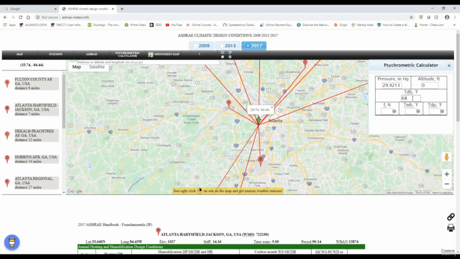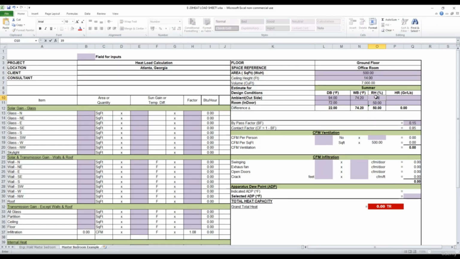So let's input all the values that we have found. The dry bulb temperature is 94 F and the wet bulb temperature is 74.2 F. After doing that, click on this check mark, and the rest of the values will be displayed. On the left, this is the relative humidity. On the right, this is the dew point temperature for the above dry bulb and wet bulb temperature. So the relative humidity is 39.7. Let's fill in that value here and here. The humidity ratio or the grains per pound is 95.41. So let's add the value here.